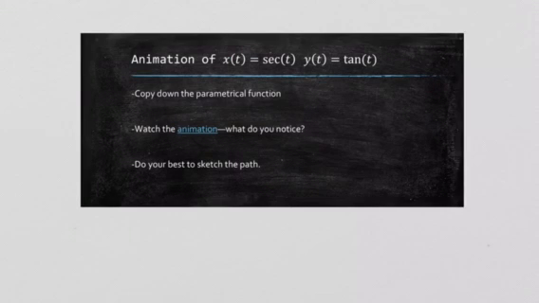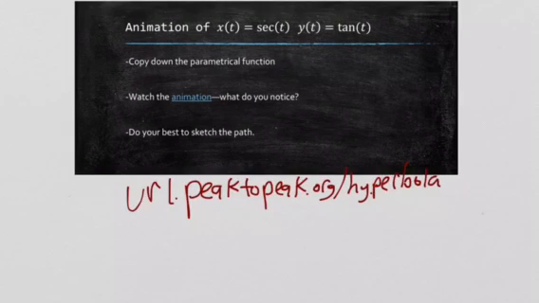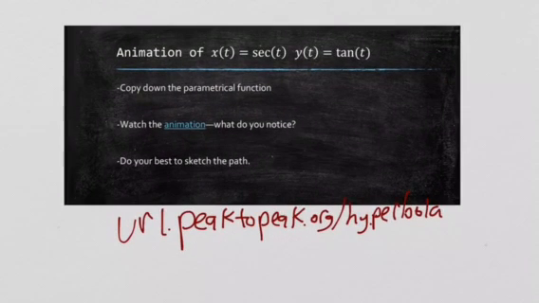So you can go to this link to watch an animation of this parametric path, but I'm going to go ahead and write a link down here for you that you can just go to quickly access it. You can always find these slides in the Google Doc and our team drive, but here, let me just write this link out for you. So you can go to url.peaktopeak.org/hyperbola to see this animation. And just as you watch it, what do you notice? And then do your best to sketch the path of the animation. And this is the animation of secant t, tangent t.